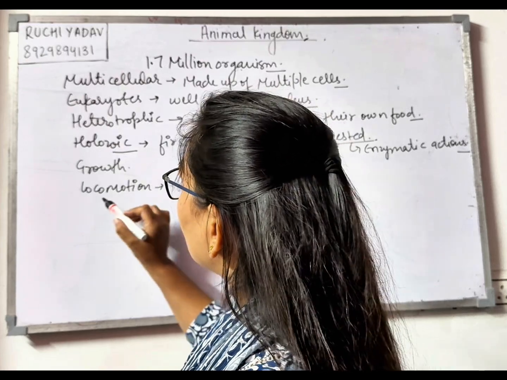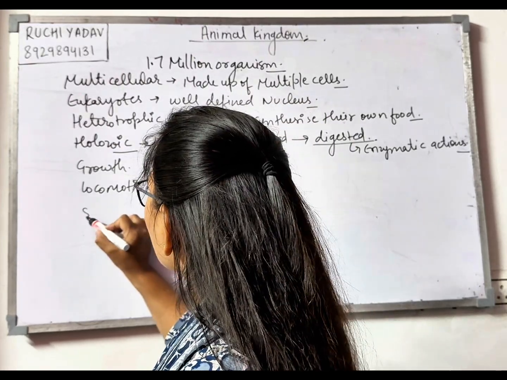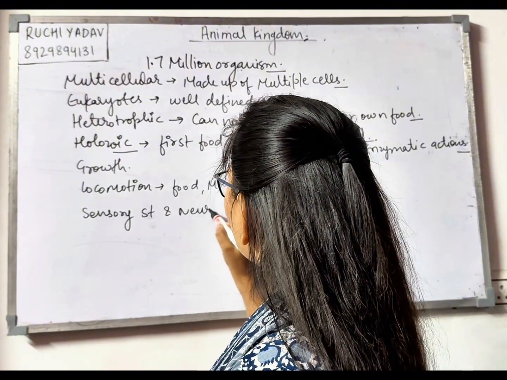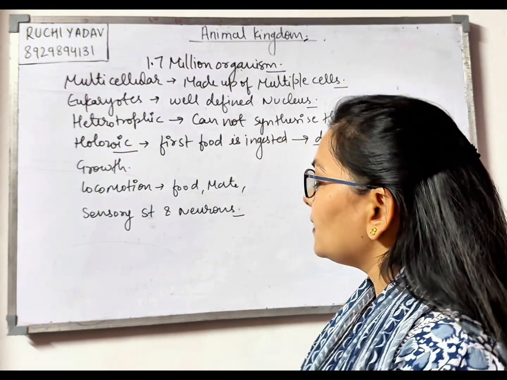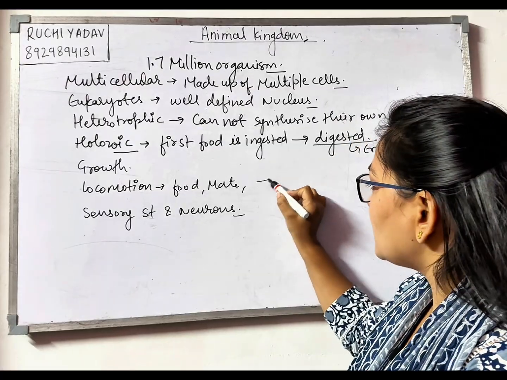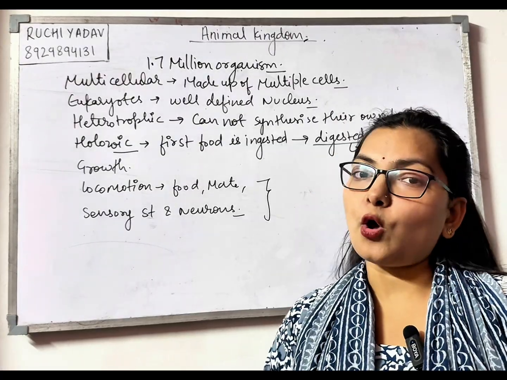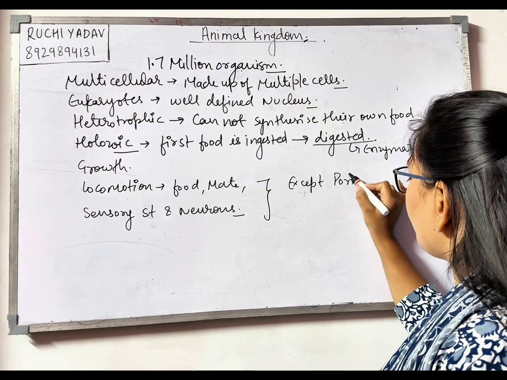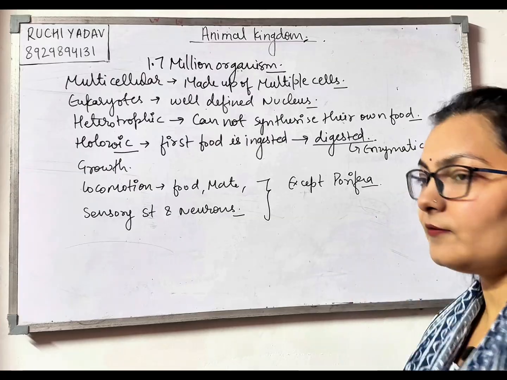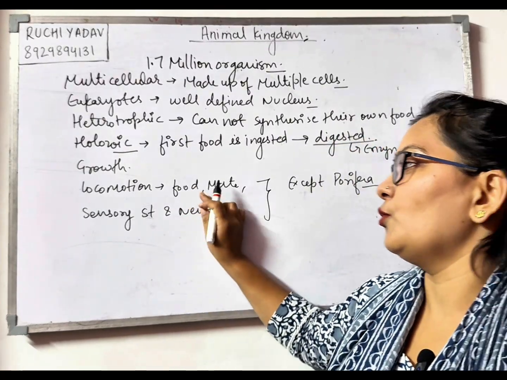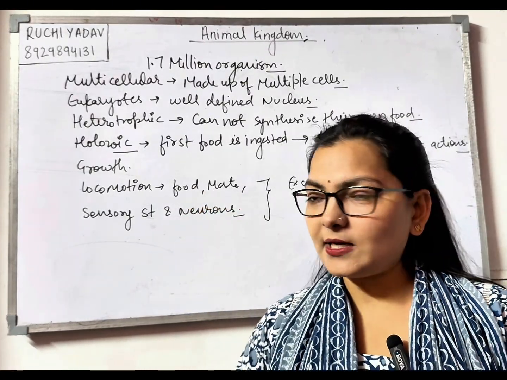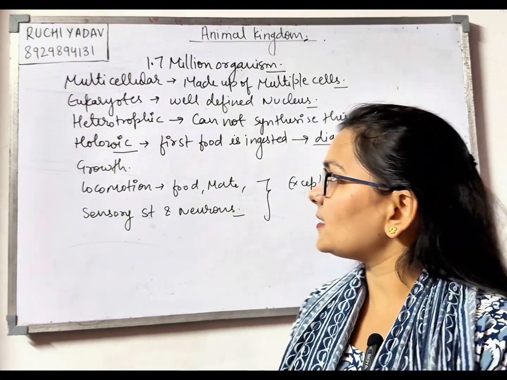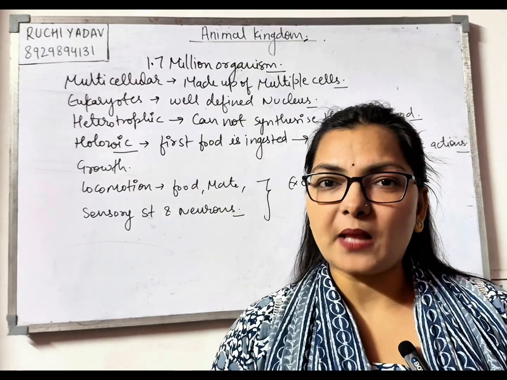Then we can consider that animals also have sensory structures and neurons, right? Locomotion, sensory structures and neurons are not compulsorily present in all the animals. There are certain exceptions like Porifera. Poriferans do not show locomotion because they have a sedentary life. Then they do not have sensory structures and neurons. All right. So these are the certain characteristic features which are found in the animals.